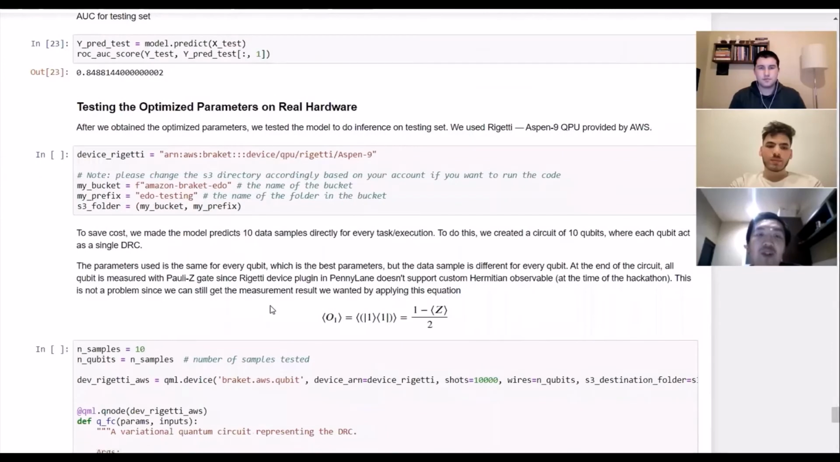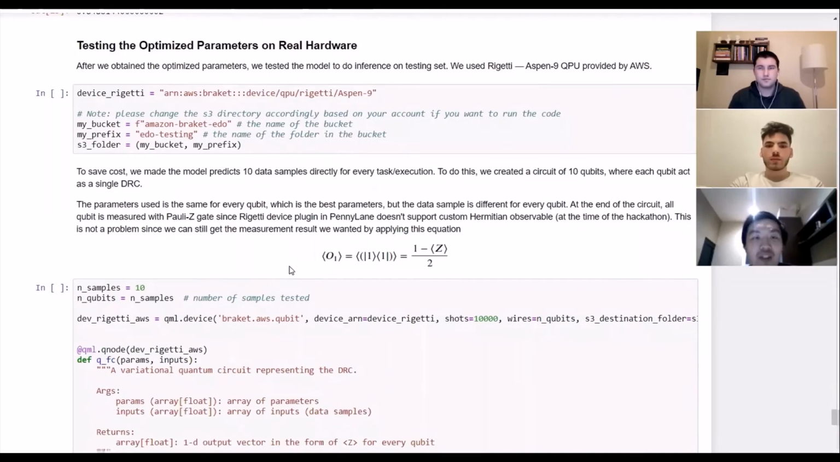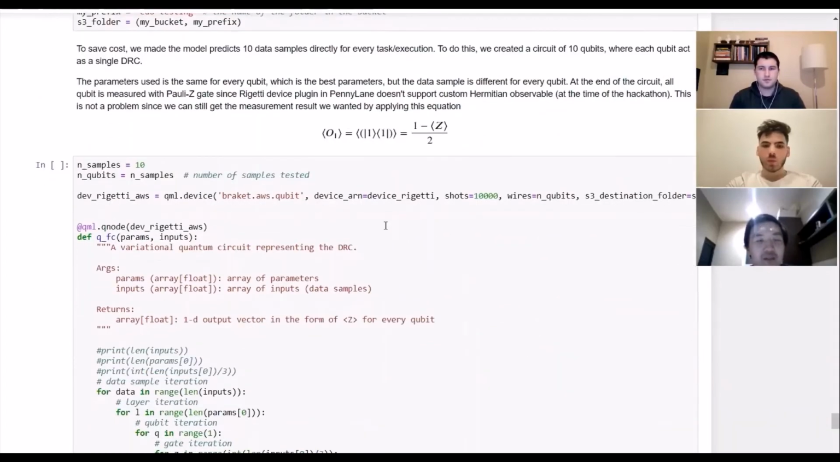And then we also use that optimized parameter and try to do the testing on real hardware. We use the Rigetti Aspen 9 QPU provided by AWS. Since the QPU device didn't support the 00 or 11 custom Hermitian gate, we use the Pauli Z gate for the measurement, and we can use this equation to get the same results as if we use the 11 observables gate.